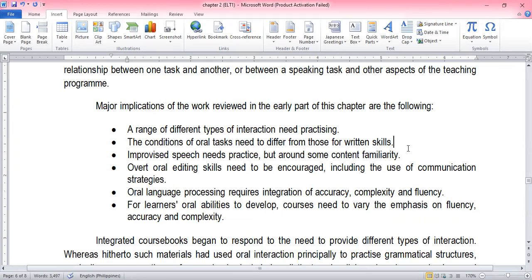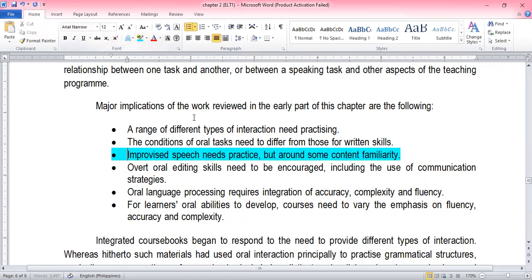Ito, very important to remember dito. Yung mga improvised, ibig sabihin ng improvised speech, pag nagpapa-roleplay ka, kailangan siya ng practice. Pero hindi to memorize, kundi familiarize lang. Para at least alam na nila yung output. Kasi mas maganda na hindi mo ipa-memorize sa kanila. Kaya nga pag nagpapa-roleplay kayo, hindi pa din kinabukasan pa i-perform. Kasi ang tendency niyan is memorize nila.